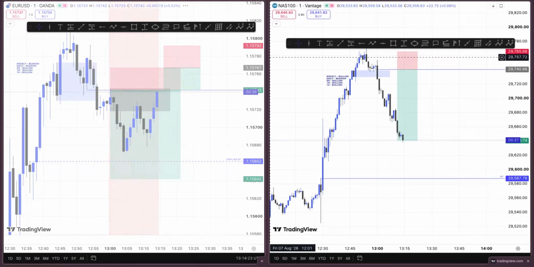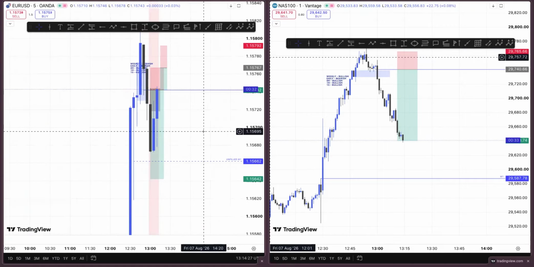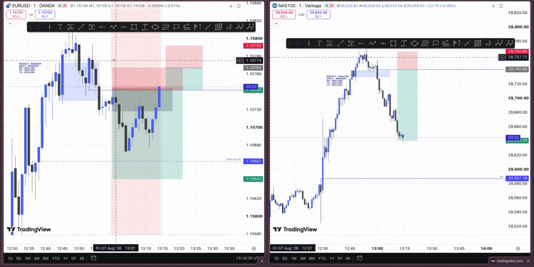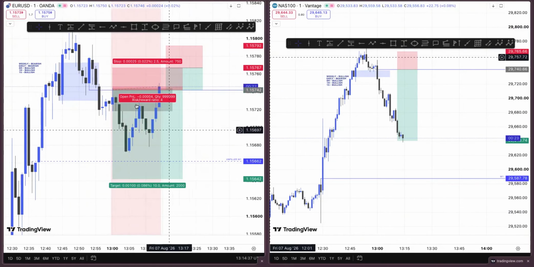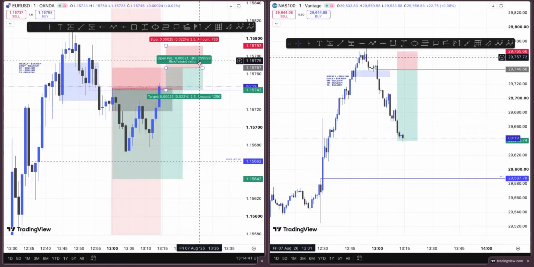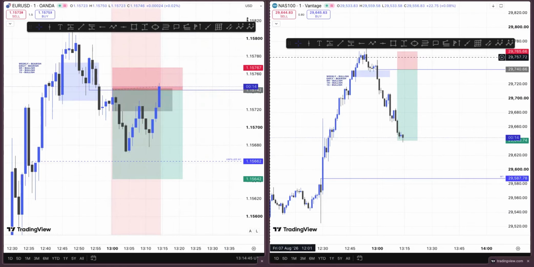Let me see if there's a demand on the 5 minutes. I didn't even check that. So there's no demand on the 5 minutes. So now, if I get stopped out, there's a probability that price might still use this supply to give the move to find a demand. Okay, so it can be any part of the supply. That's why I have another entry right here. So let's see how it plays out as well.